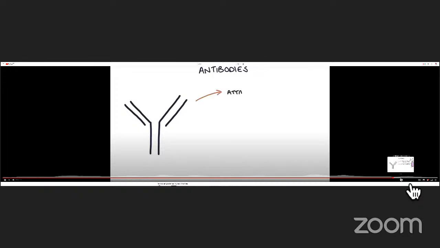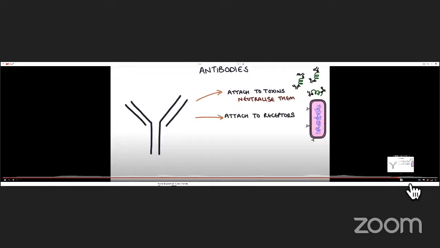Firstly, they can attach themselves to enemy toxins, which themselves are antigens, and neutralize their toxic effect. Secondly, antibodies can attach themselves to the receptors of viruses and bacteria and prevent them from carrying out their function. For example, it can stop viruses from being able to recognize cells that they may want to invade, and therefore prevent the viral invasion of that cell.